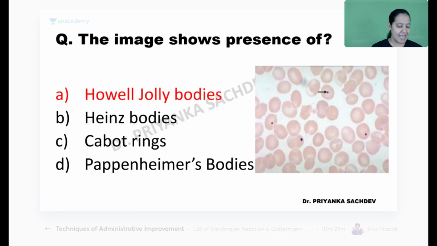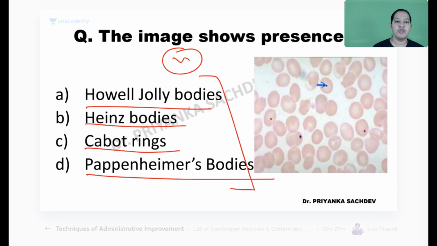The correct answer here is A. It is a Howell Jolly body. Khushi, Manjusha and Sweetie are first to answer it correctly. We can see Howell Jolly body is present. They are present nearly anywhere in the RBC. It is not necessarily that they are present at the periphery or at the center. They can be present at the periphery. They can be present at the center also. And these are Howell Jolly bodies.